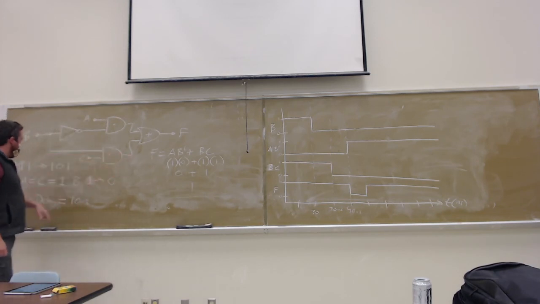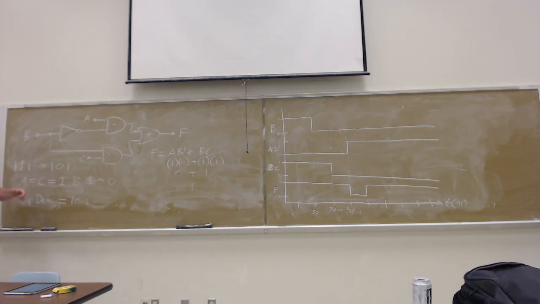So here, when we had 1s on A and C, but we went from B equals 1 to B equals 0, right? In both cases, F should be equal to 1, right? So by all of the rules that we've talked about so far, should F have ever changed?